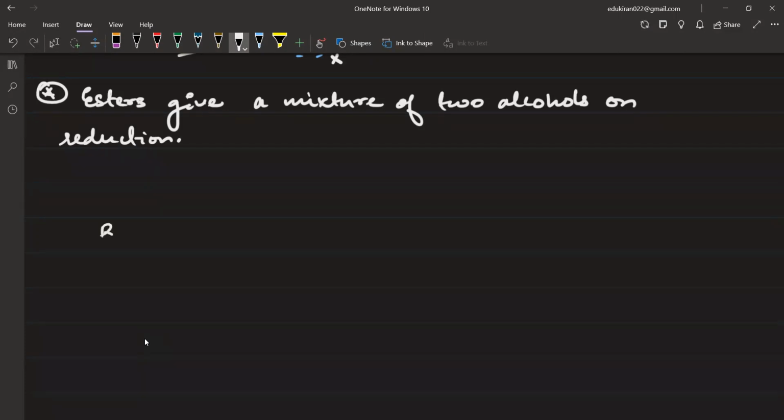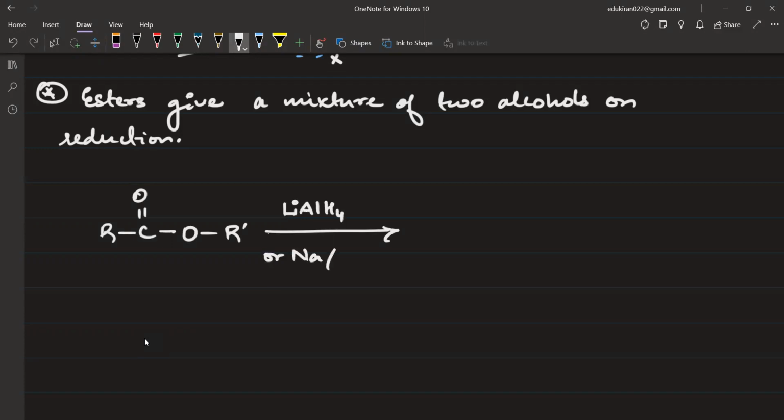What is an ester? Ester is R, C double bond O, and oxygen. So till here it is very similar to the carboxylic acid. But after this O, we don't have H, we have another alkyl group R dash. Now, we can use two reagents here. In your NCERT, you will be only shown LiAlH4, but we can also use sodium in the presence of ethanol. But our primary reagent for ester will be LiAlH4.